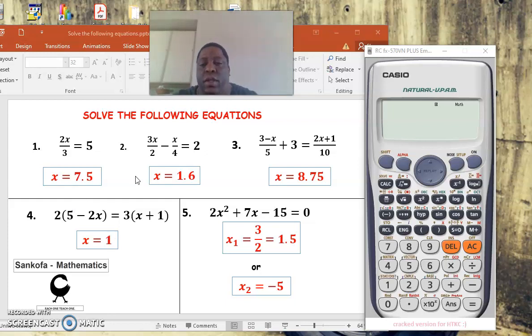So I'm doing here 5 equations with this Casio calculator. And I want to show you how you can solve these equations. Now, you will realize that my variables here are all x. There is a specific reason why I do that.